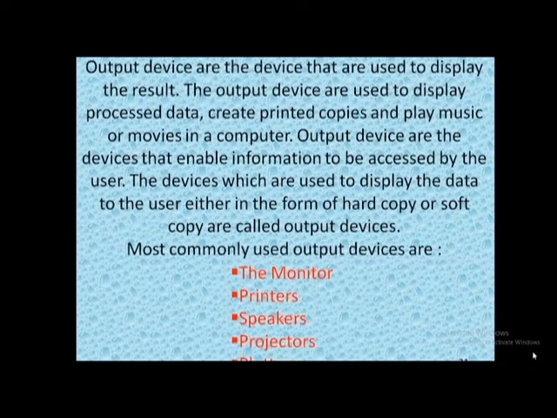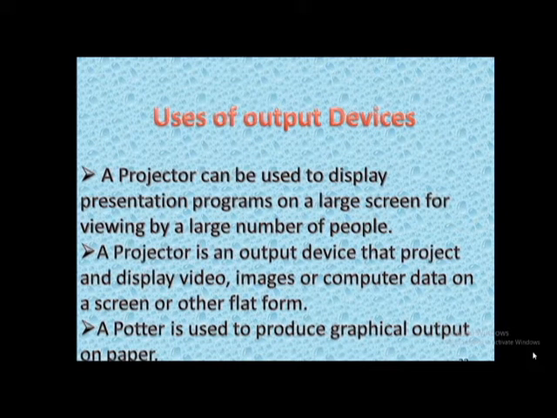Uses of output devices. A projector can be used to display presentation programs on a large screen for viewing by a large number of people. A plotter is used to produce graphical output on paper. Next one, the monitor is used to display instructions sent to the computer by the user as well as results information sent from the computer back to the user. Other one, the printer is used to print a report or hard copy after data or information has been processed.